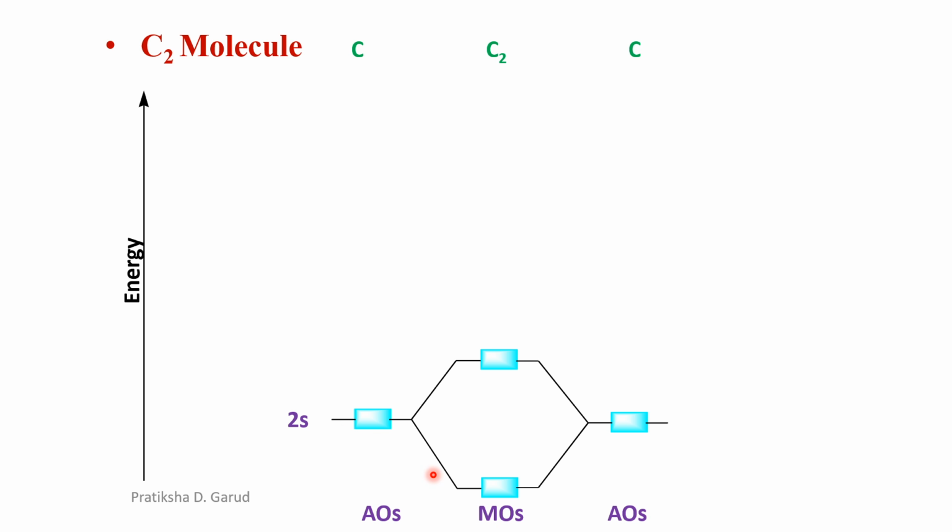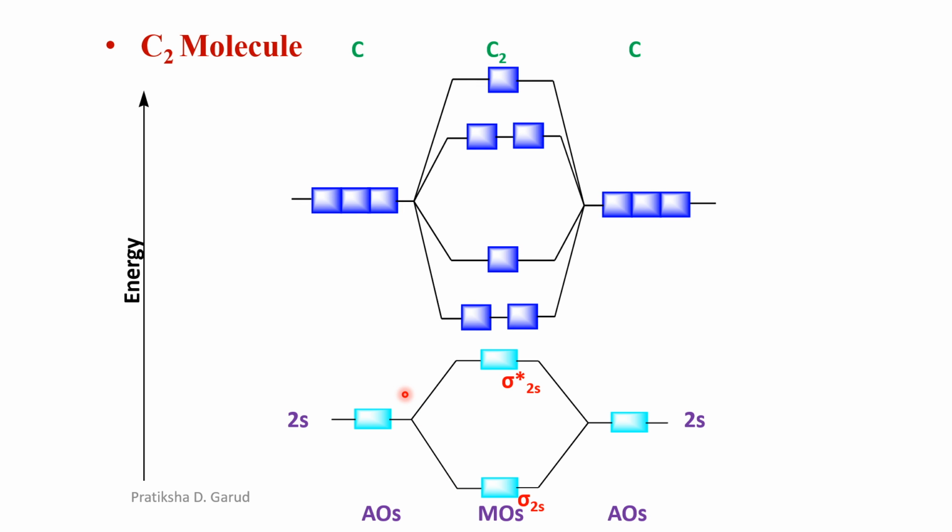After this, we are having the first MO energy level diagram, and this MO energy level diagram is for the 2s. This is the first 2s, and this one is the second 2s. Then, as there are 2 atomic orbitals, they result in 2 molecular orbitals, lower bonding sigma 2s, upper anti-bonding sigma asterisk 2s.